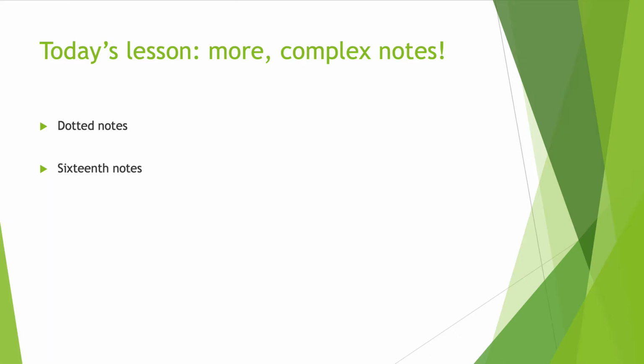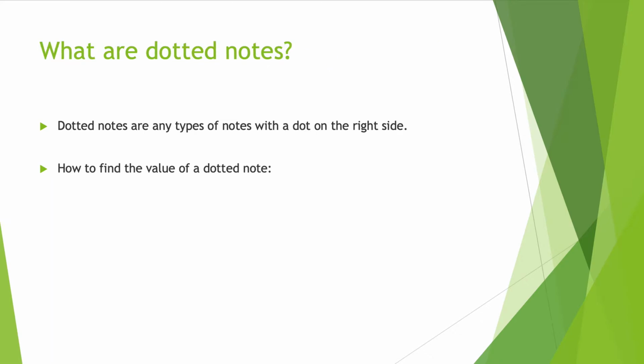Let's get started. So what are dotted notes? Dotted notes are any types of notes with a dot at the right side. You can do this to an eighth note, 16th note, quarter note, half note, whole note, whatever you like. Now we're going to talk about how to find the value of a dotted note. What I mean by value is how many beats that note gets.